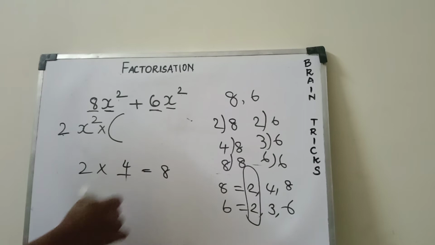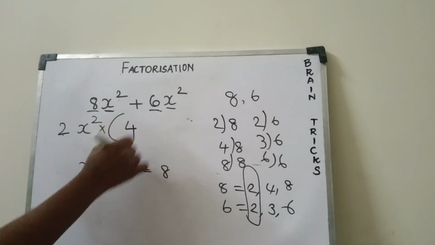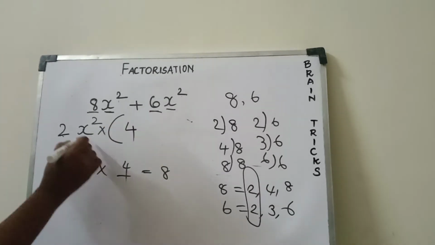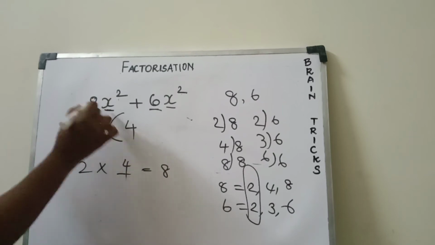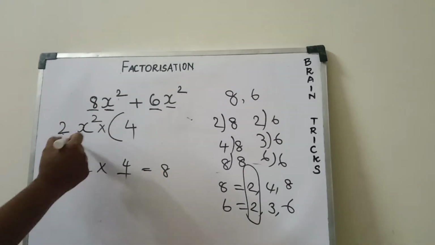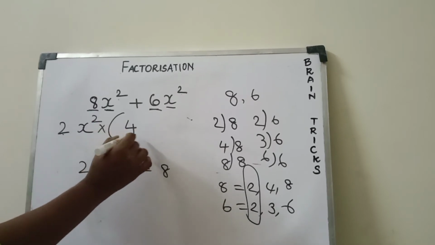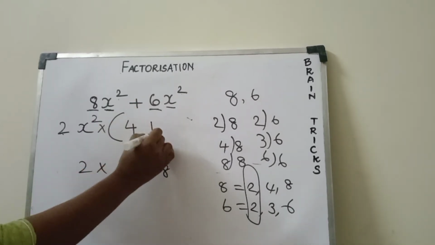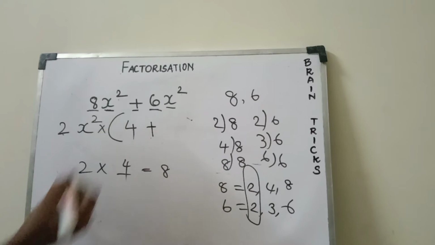2 4s are 8. So I am just writing 4. Clear? Next come to the variable. Here I have x power 2. Here also I have x power 2. So there is no need to multiply any variable. Then here I have plus symbol. So I am just dropping the plus symbol.